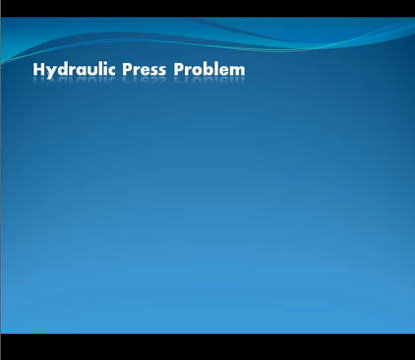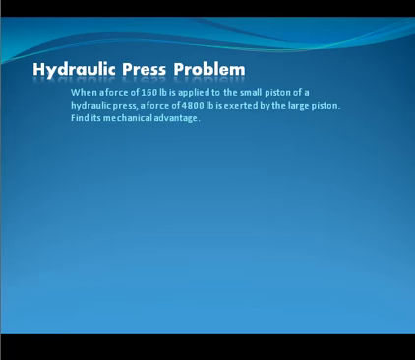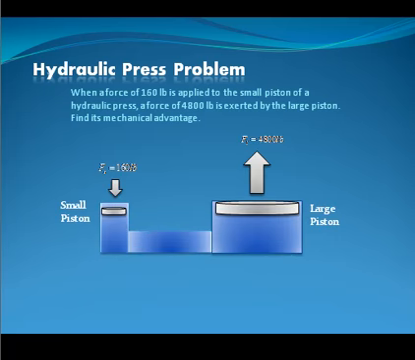Here's a hydraulic press problem. When a force of 160 pounds is applied to the small piston of a hydraulic press, a force of 4,800 pounds is exerted by the large piston. Find its mechanical advantage. Here's a diagram for the problem. If we substitute the values for the two forces into the mechanical advantage formula, we can find that the mechanical advantage is 30-1. And now we know what direct variation is.